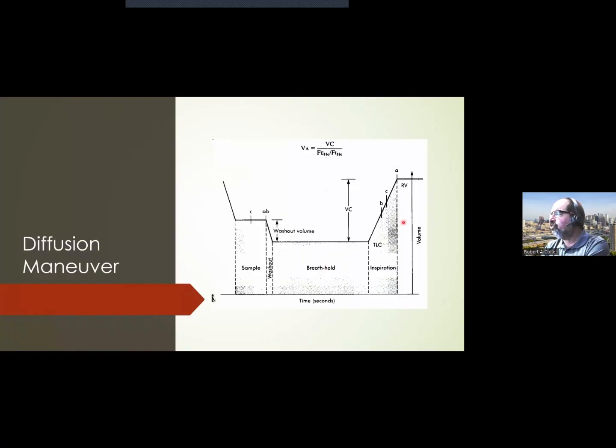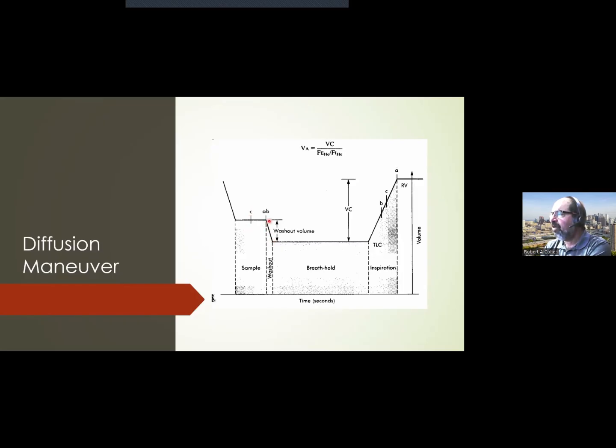And this is a curve that just shows that maneuver. It's not a very hard maneuver, but the patient has to be able to hold their breath for 10 seconds. So someone who's quite short of breath really can't do this test. But if you can hold your breath for 10 seconds, then it is a test that most people can do. They exhale all the way to residual volume. They take a deep breath all the way to total lung capacity of that test gas. They hold their breath for that 10 seconds, and then they exhale, and the sample is taken.